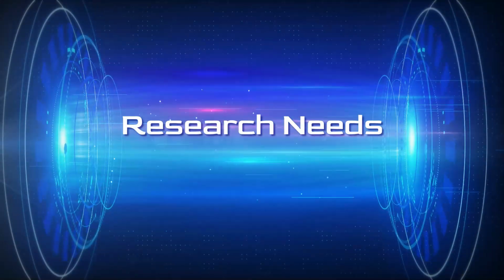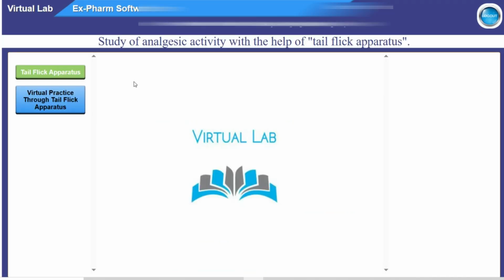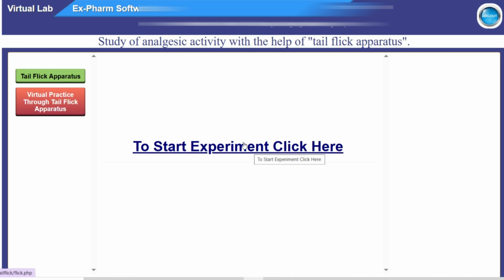In this video, we will see today the study of analgesic activity with the help of tail flick apparatus. So we will enter into the Ex-Pharm software. Here we will see this type of interface. Now we will click virtual practice through tail flick apparatus. We will click this tab. Now we will enter to start experiment.